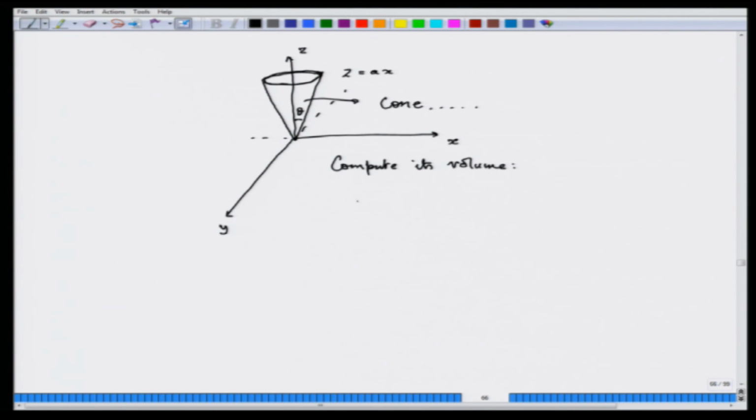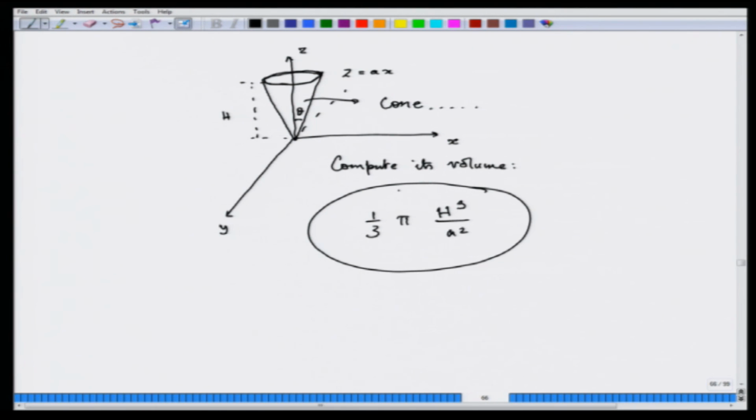The answer is, if this is my height, so I give a fixed height h to the cone, the answer is 1/3 pi h cube by a square. Now, can you find this by calculus? Use definite integrals. There are many things about definite integrals we have not spoken about, but this time is very short. It is essentially a tremendous crash course.